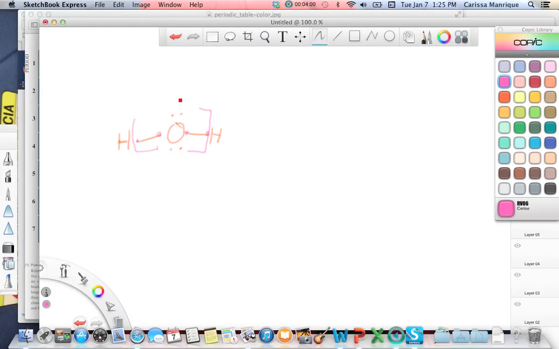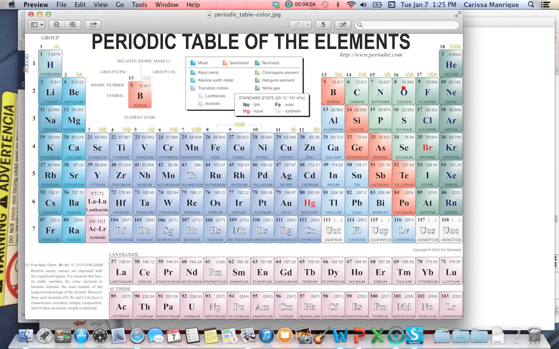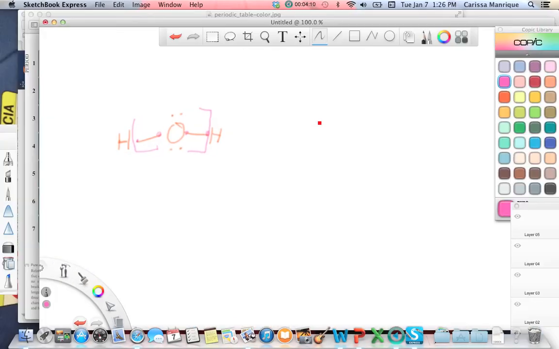So on the periodic table, oxygen should have 6 electrons, but now it has 8. So how many did it gain? 2. So basically it stole the electron from this hydrogen and stole the electron from that hydrogen. So it gained 2 extra electrons. So instead of 6, it gained 2 extra electrons, so now it has 8 electrons. So this is a -2 charge.